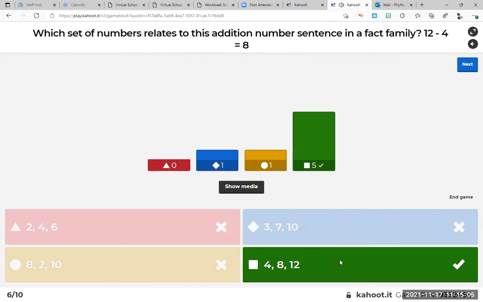Yeah, if you said green, then you were right. It has a 4. Yep, that's got a 4. It has an 8. Yep, there's an 8. And it's got a 12. Yep, there's a 12. Why isn't the blue one right?